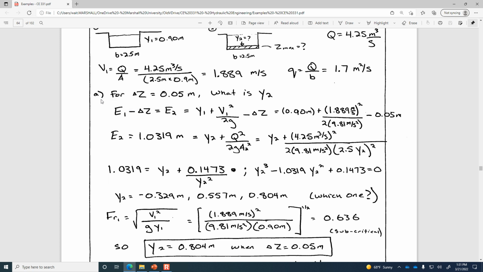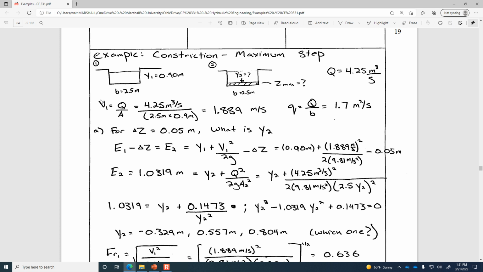Just to reiterate, what we did was we found out how much specific energy is there at 1, and then we said, where does that energy go? So some of it goes towards getting up over the step, and then the remaining energy is going to be partly in the depth, partly in the velocity head. And so we expressed the velocity head as a function of depth so that we could solve for y2. So that's all we did so far, and of course we knew which of these cubic roots to select based on the flow regime at 1.